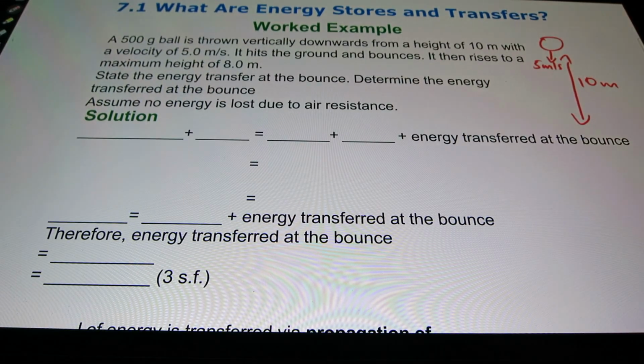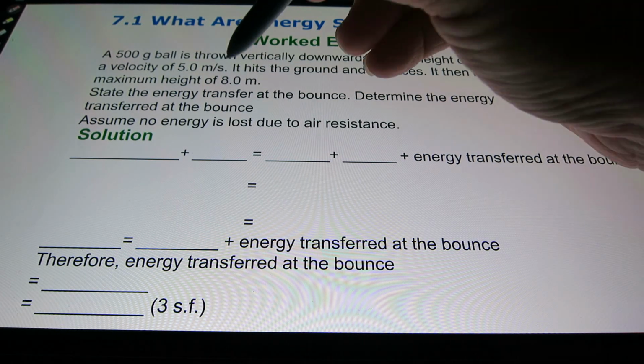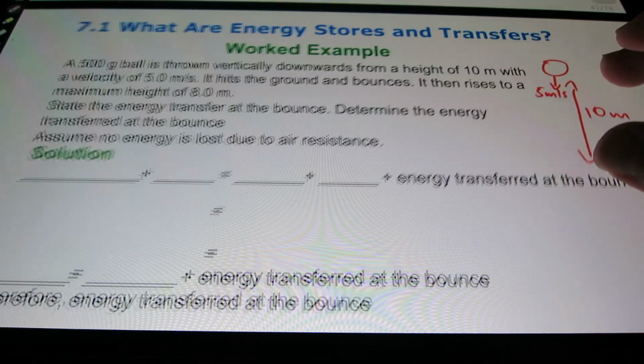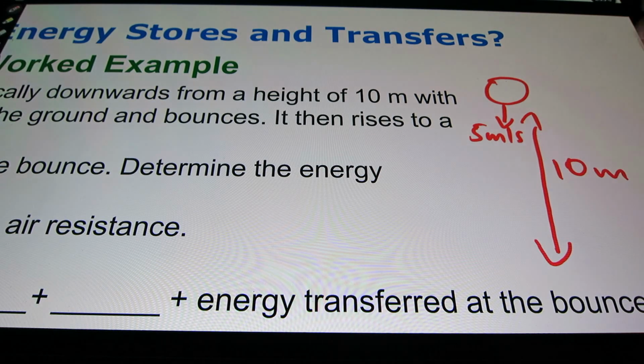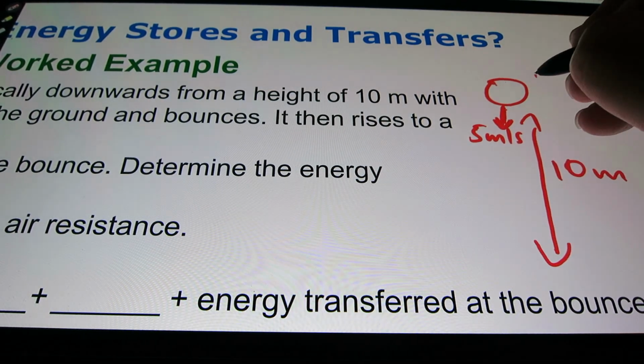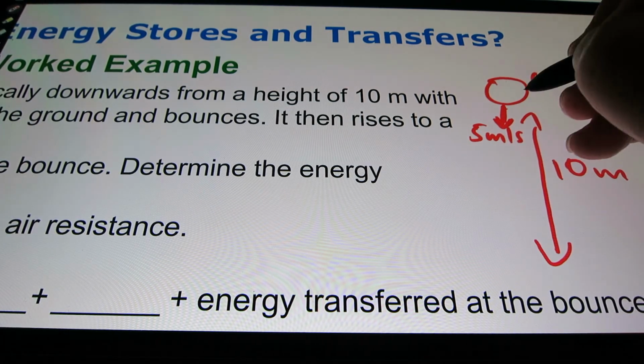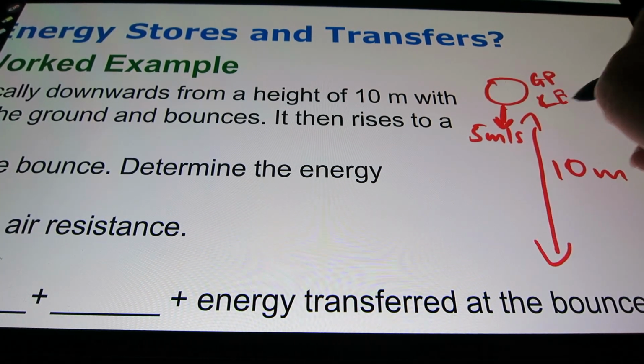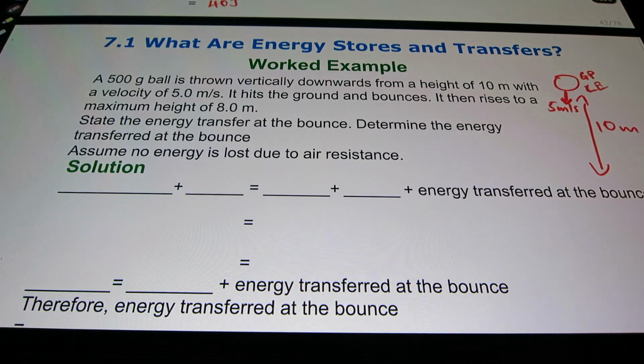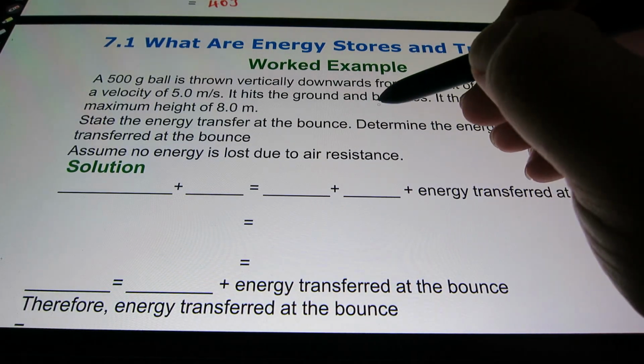Alright, your last question, please do attempt first before you have a look at the solutions. I have a 500 gram ball again. Instead of just letting it drop, I am now throwing it vertically down. The initial height of the ball is 10 meters, but then I'm launching it down instead of releasing it. So at this point, it has energy in the gravitational potential store, and it also has energy in the kinetic store. They say it hits the ground and then it bounces back up.